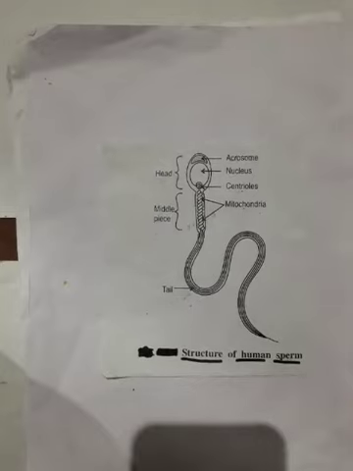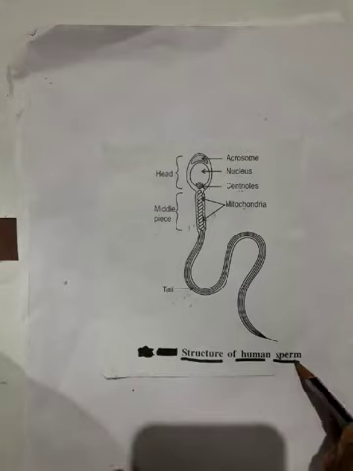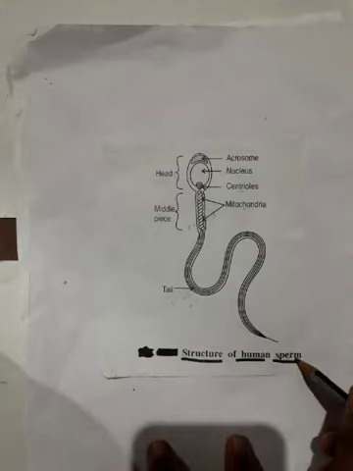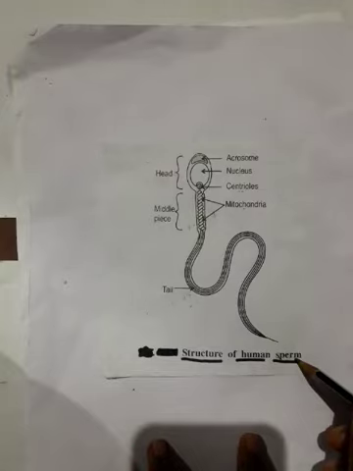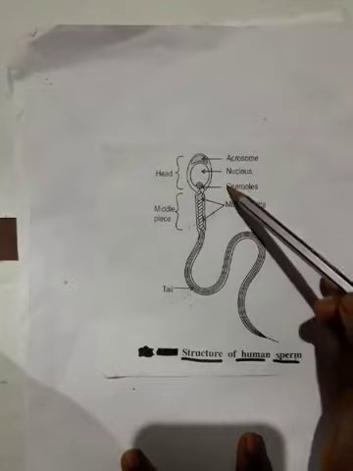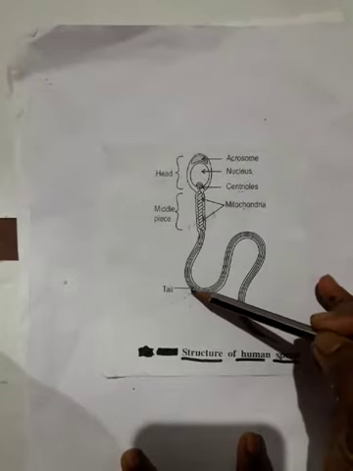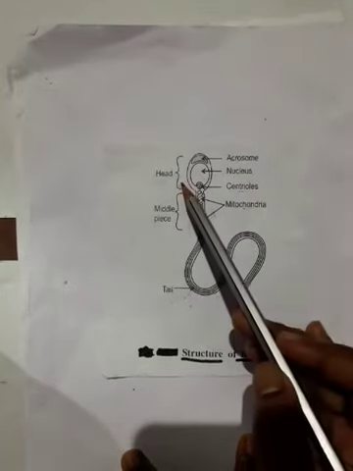Hello students, today we learn a new point from lesson number 2, that is the structure of human sperm. Sperm is called the male gamete or male sex cell, which is microscopic, motile, free swimming and active. It consists of head, neck, middle piece and tail. First we discuss the head.